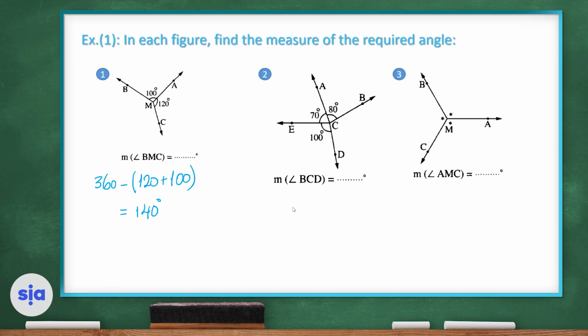Here, the question wants us to find the measure of angle BCD. So the measure of angle BCD is 360 minus the sum of 80, 70, and 100. So the measure of angle BCD is 110 degrees. As long as the three angles are equal in measure, the measure of angle AMC is 360 divided by 3, so each one is 120 degrees.